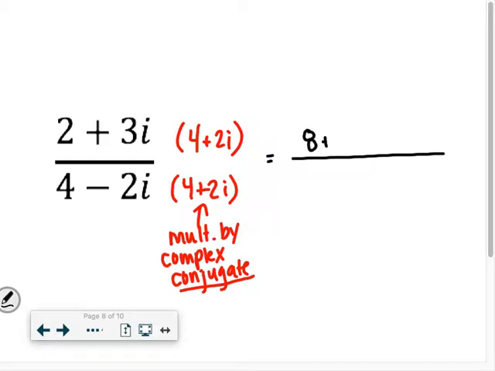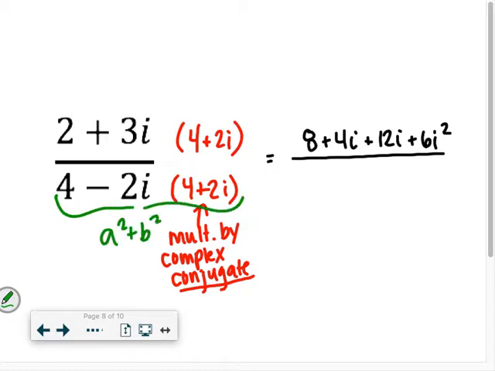8 plus 4i plus 12i plus 6i squared. And then I'm going to go in later and clean up all the terms. In the denominator, if you want to FOIL it all out, that's cool. What do you know is going to happen? The outside and inside terms are going to cancel. And I also know from my previous slide that if I'm multiplying two complex conjugates, it's just going to be a squared plus b squared. So I'm going to do 4 squared plus 2 squared. It doesn't matter if it's 2 or -2 because you're going to square it, so it's going to be positive for your b.